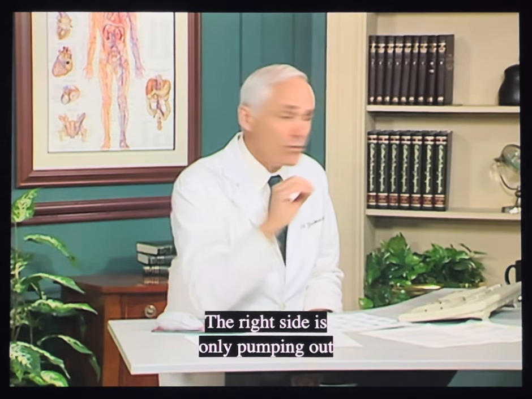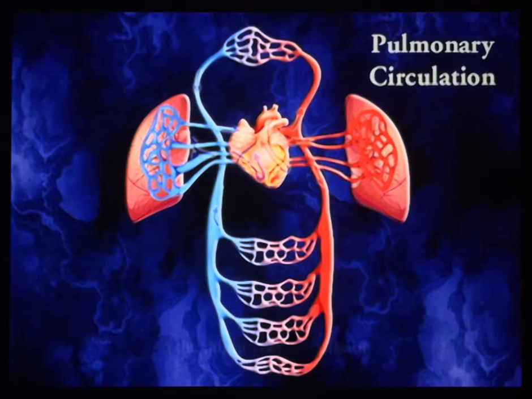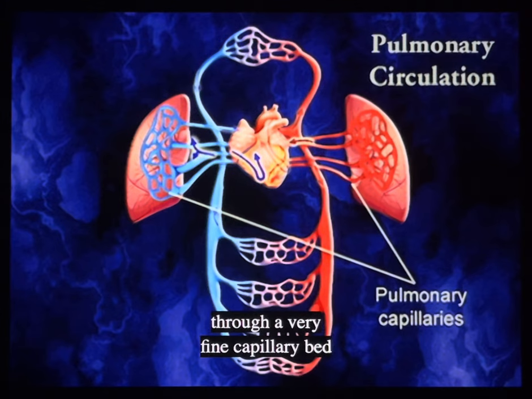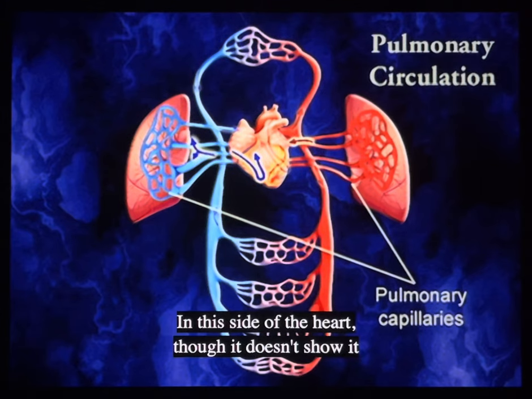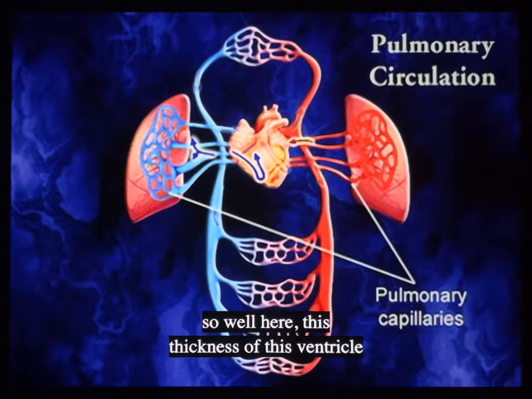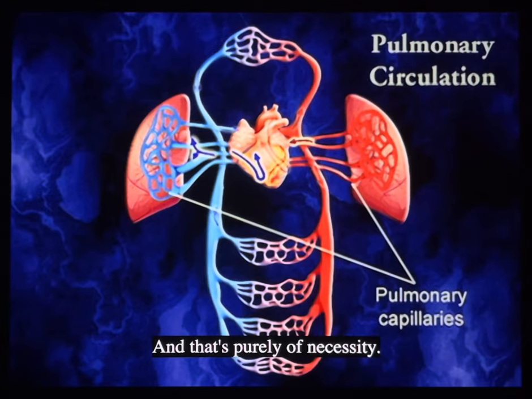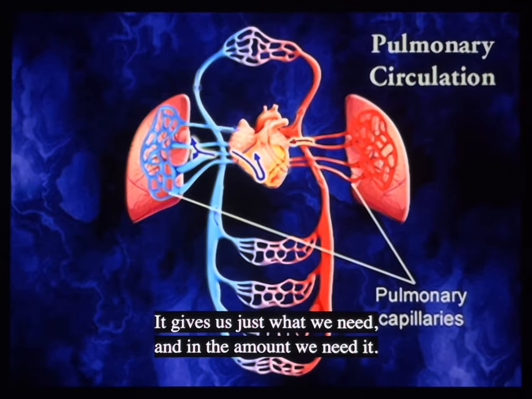The right side is only pumping out to the pulmonary circulation, and that side is just going to go through a very fine capillary bed before it returns the blood. And this side of the heart, though it doesn't show it so well here, the thickness of this ventricle is only about 1/4 of what it is on that side. And that's purely of necessity. Evolution only does what it has to do. It gives us just what we need and in the amount we need it.